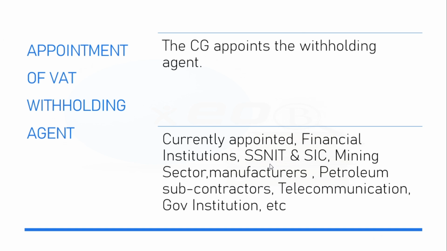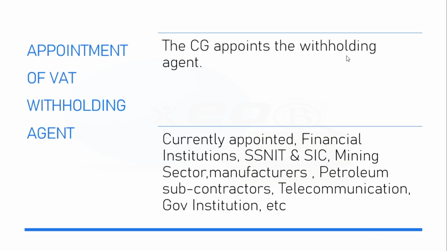You understand? Unlike the income tax withholding, where the withholding agents are not exhaustive. Once you are doing business with anyone apart from an individual, the person can withhold your tax. But for the VAT withholding, you need to be appointed. You cannot withhold VAT unless you are appointed by the Commissioner General to withhold VAT. So that is the difference between the VAT withholding and that of the income tax withholding.